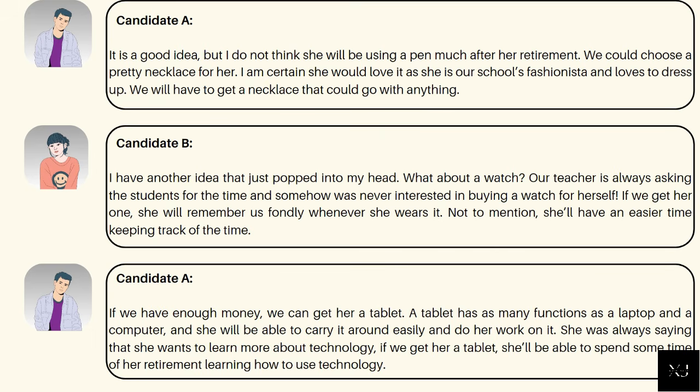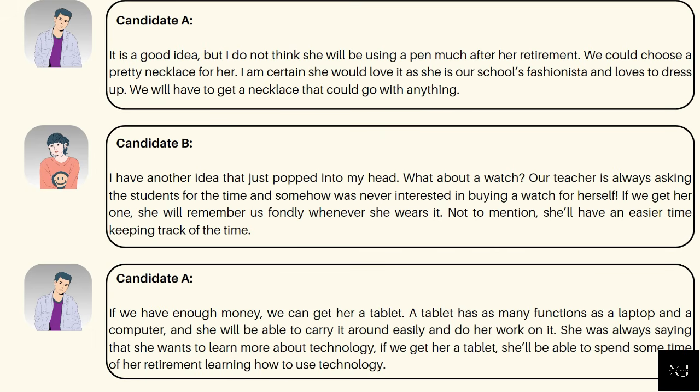I have another idea that just popped into my head. What about a watch? Our teacher is always asking the students for the time and somehow was never interested in buying a watch for herself. If we get her one, she will remember us fondly whenever she wears it. Not to mention, she'll have an easier time keeping track of the time.